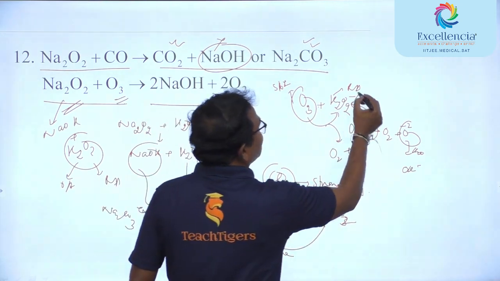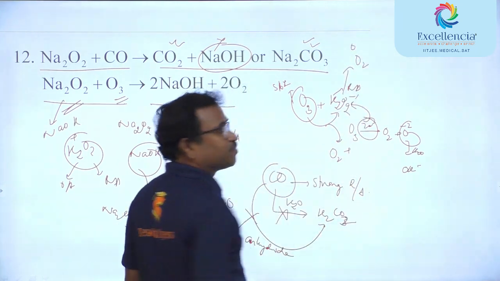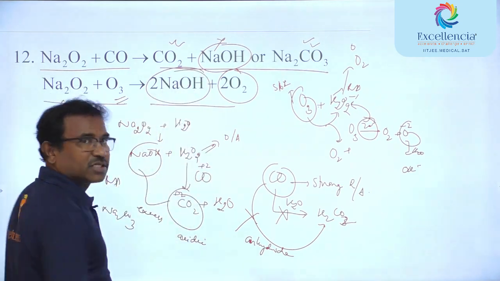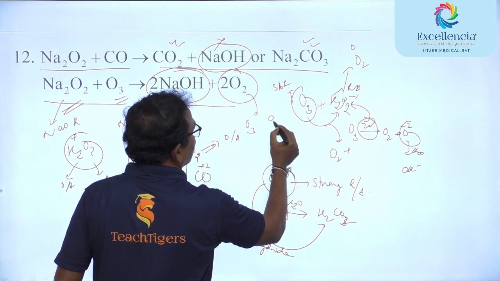So what is the oxidized product of H2O2? It is again O2. So -1 to 0. The reason you have O2 here and this sodium hydroxide: the source of this O2 is ozone as well as the peroxide.